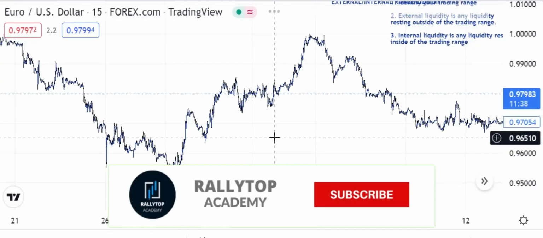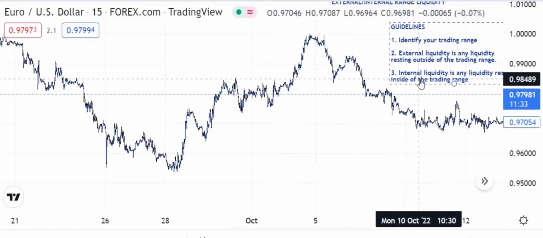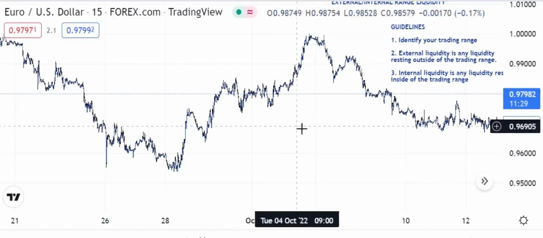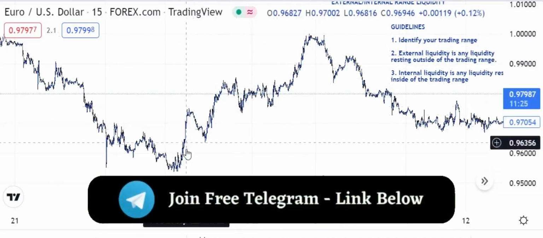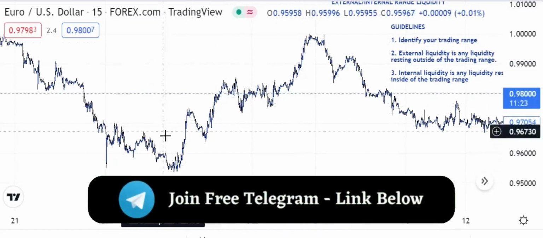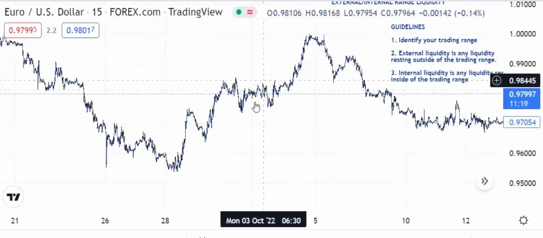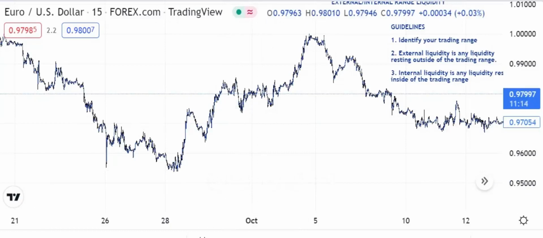Now, the first thing you need to do, let me bring back our guidelines. The first thing you need to do is to identify your trading range. Okay? So now, we want to focus on this point here. This point. Can you see my cursor? We are focusing on this point. Now, let's identify the trading range first. Where is our trading range?